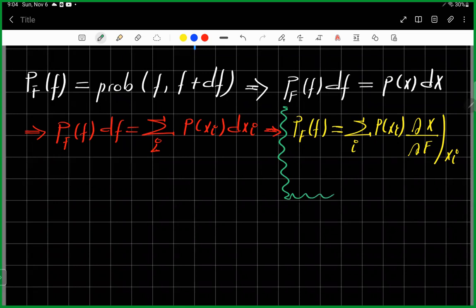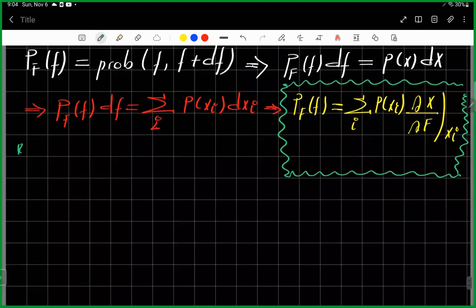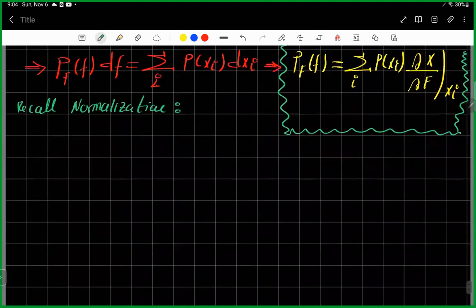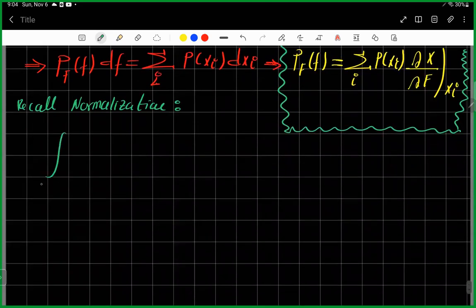This is an important expression, and what I really want to do is show you how to actually evaluate this with an example, because this is what we're going to use, without being too deep, actually. And of course, recall normalization. That's all. The integral from minus infinity to plus infinity of p sub f of f, differential of f, must be equal to 1.